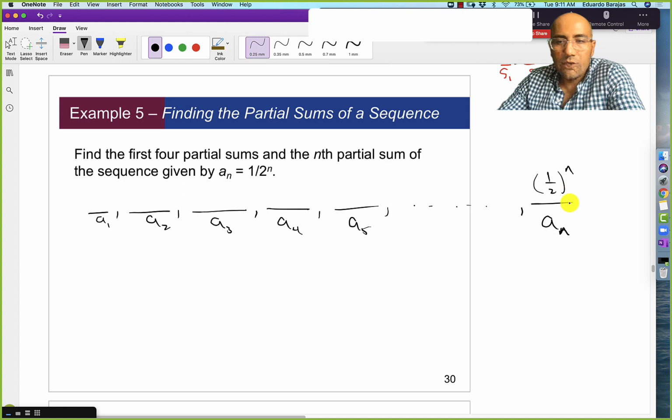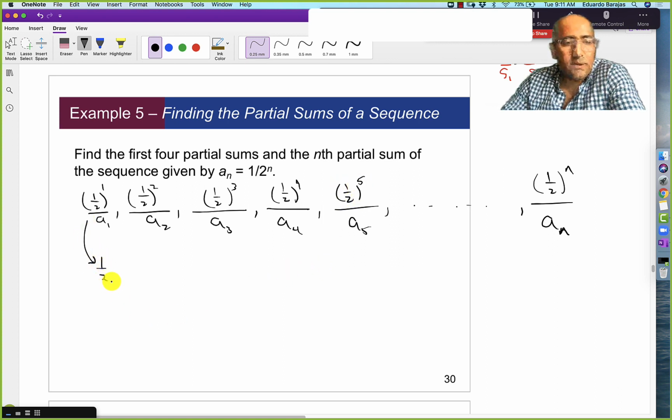We know that the nth one is the formula 1/2 to the power of n. So this one is going to be 1/2 to the power of 1, then 1/2 to the power of 2, 1/2 to the power of 3, 1/2 to the power of 4, and 1/2 to the power of 5. I can write it down in a simpler way: the first one on my list is a half, then a fourth, then an eighth, then 1/16, then 1/32, and so on. So here's my underlying sequence.